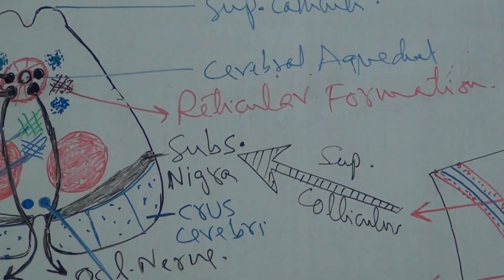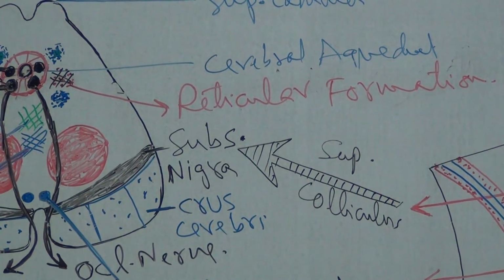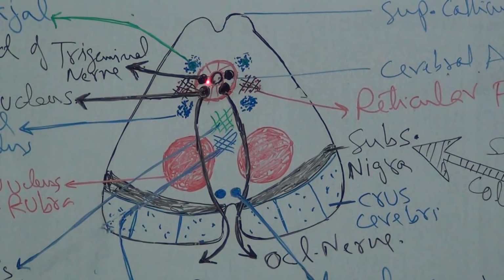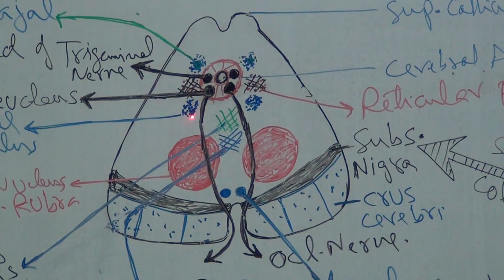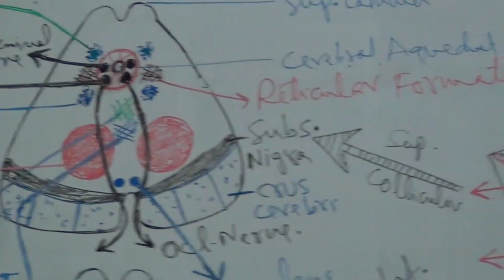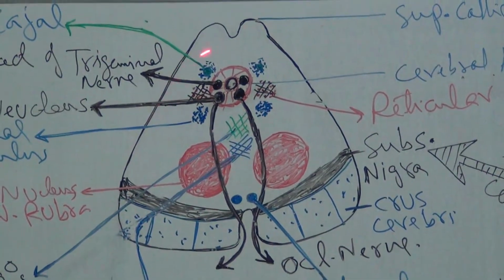Reticular formation of the midbrain. So remember, the cerebral aqueduct, the central gray matter, the medial longitudinal bundle, reticular formation, these are present throughout the midbrain. So we are talking just about the infrastructure of the upper half of the midbrain.